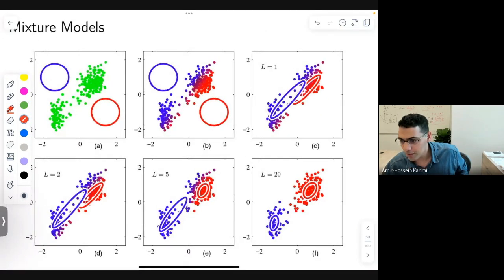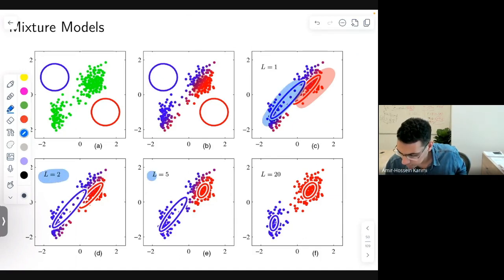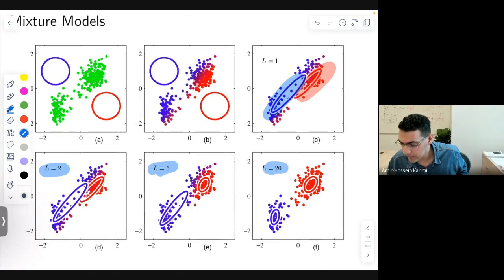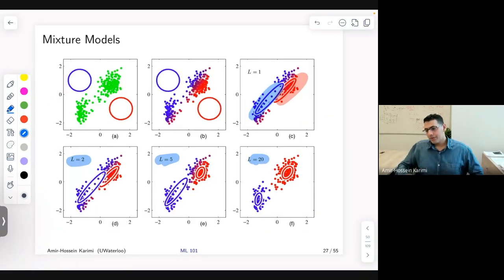I update those parameters. So now you can see that my distributions have somehow been updated. And once again, based on those updated distributions, I go through the next steps, and then finally I arrive at a point where, if the parameters don't change too much, I stop. Similar to before, there's a convergence criterion.